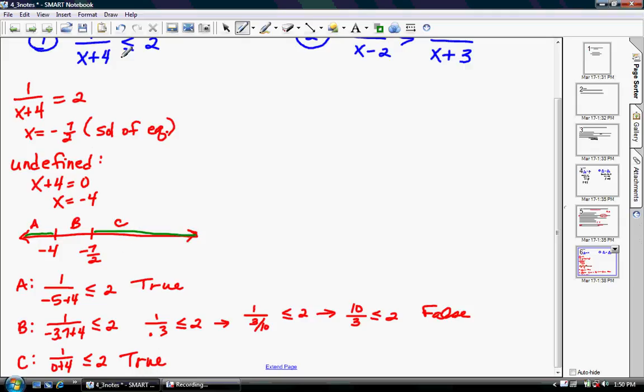Now, this is where you have to be careful. Less than or equal to means I can include the solutions, right? So that means we can include the solution of negative 7/2. But I can never include where it's undefined, so I always have to put a parenthesis on that. So the final solution to this problem is negative infinity to negative 4 union bracket at negative 7/2 to infinity. Okay.